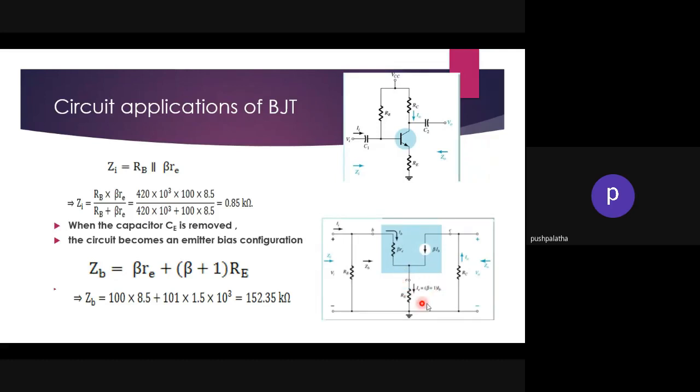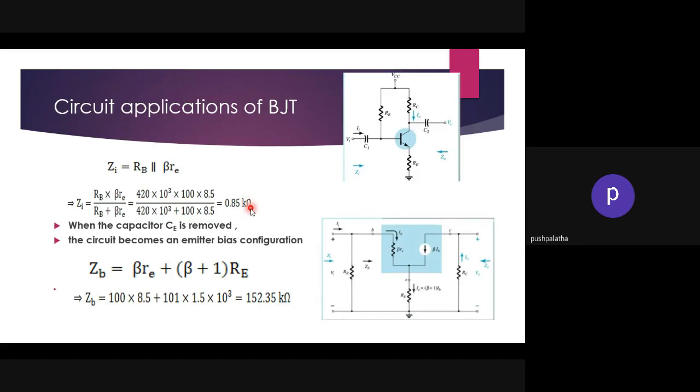When we solve this, it's a big equation. We will get this 1 plus beta times RE, right? So what is your total impedance? Beta times RE plus 101 into your RE value, which gives 152.35 kilo ohms. Now you just guess the answer. What will your input impedance become?